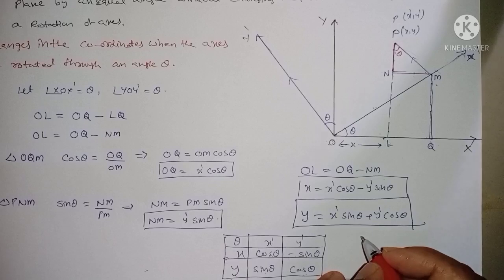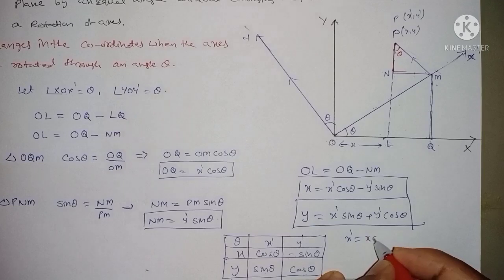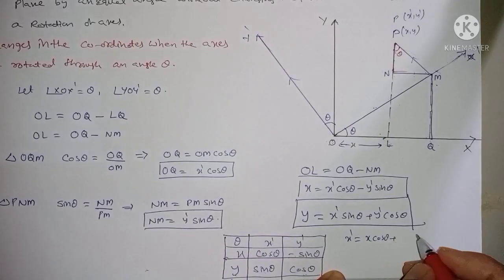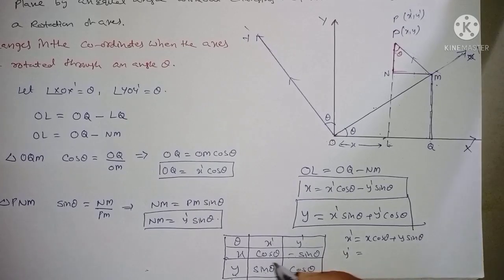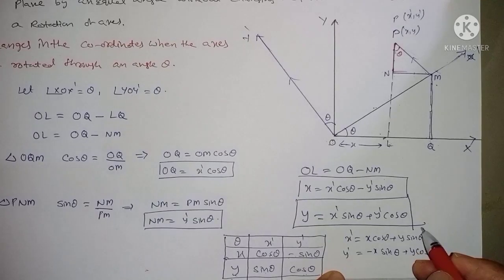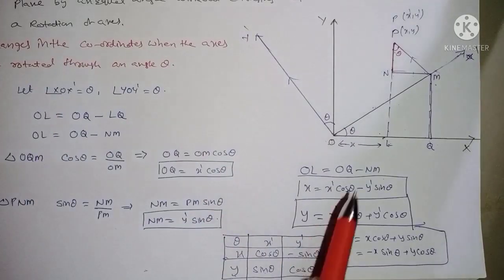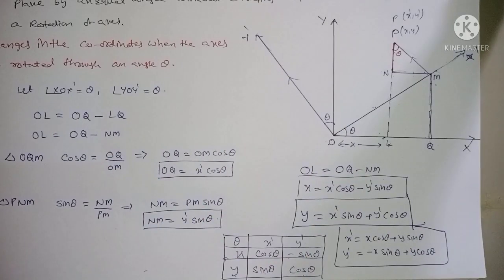I can write x dash is equal to x cos theta plus y sin theta, and y dash is equal to minus x sin theta plus y cos theta. This is the formula for the given axis change, the rotation through angle theta. Therefore the table is for finding the x and y values, and x dash and y dash also. Okay, next.